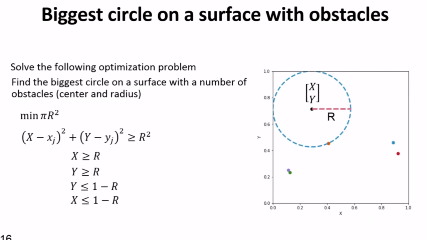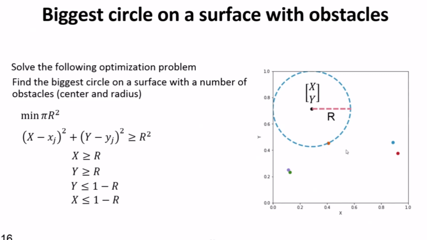This example is referring to the problem of finding the biggest circle on a surface with some obstacles. So suppose we do have some obstacles here on the surface, and the dimension of that surface is 1 and 1. It's like a square, and we want to find out the location and the radius of the biggest circle that we can place on the top of this surface without overlapping any of these obstacles.